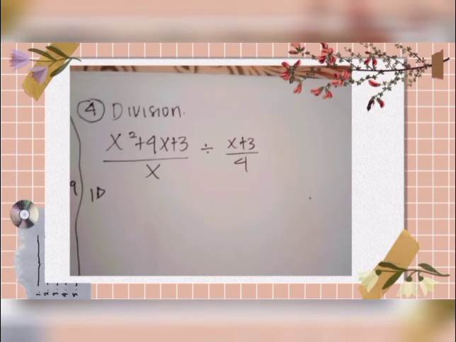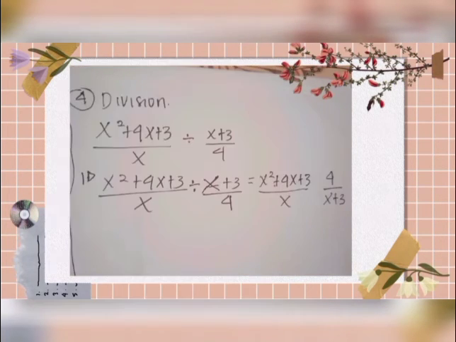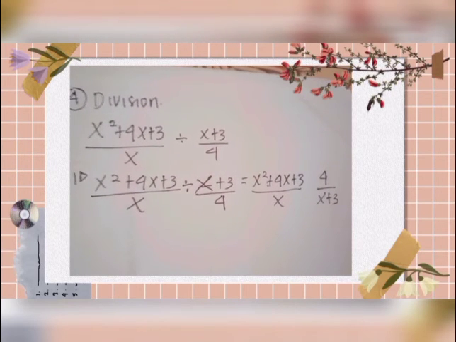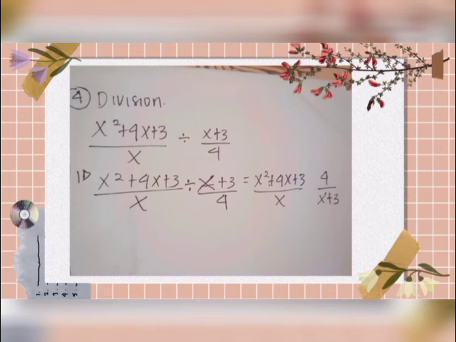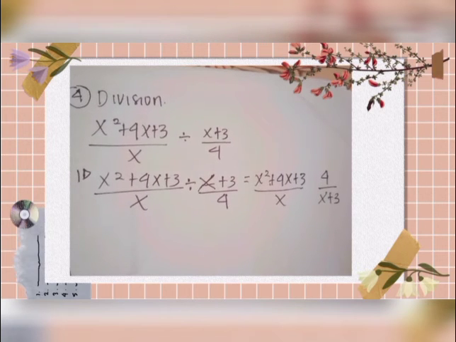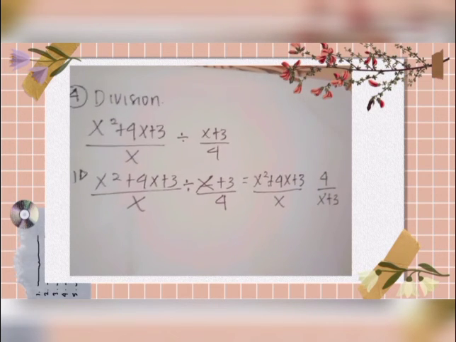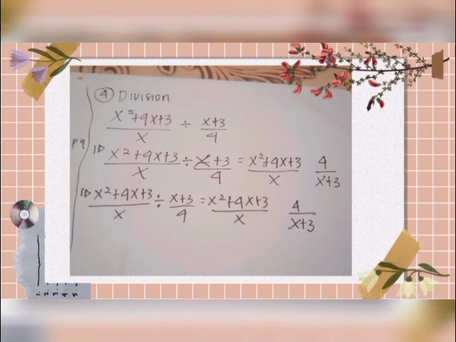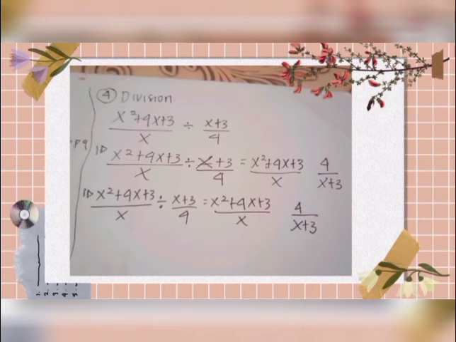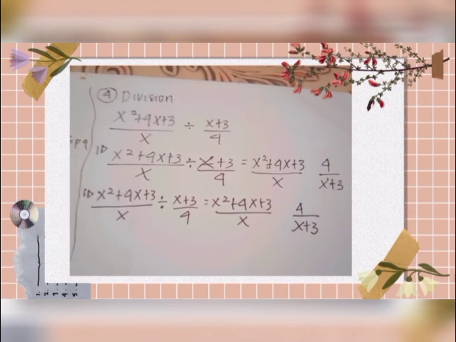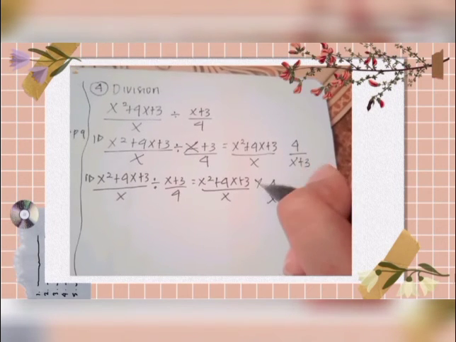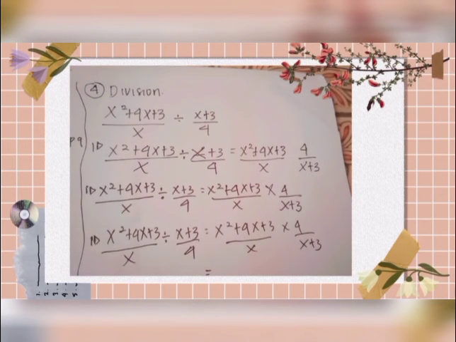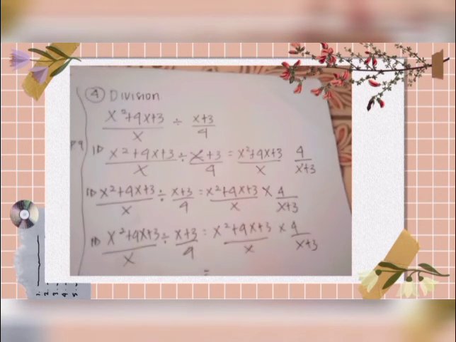Division between two algebraic fractions can be done with, the first, changing the position of the numerator x plus 3 to the denominator and the denominator 4 to the numerator on the fraction that is the divisor. Then change the division sign to the multiplication sign. Next, calculate the two fractions by the multiplication operation.